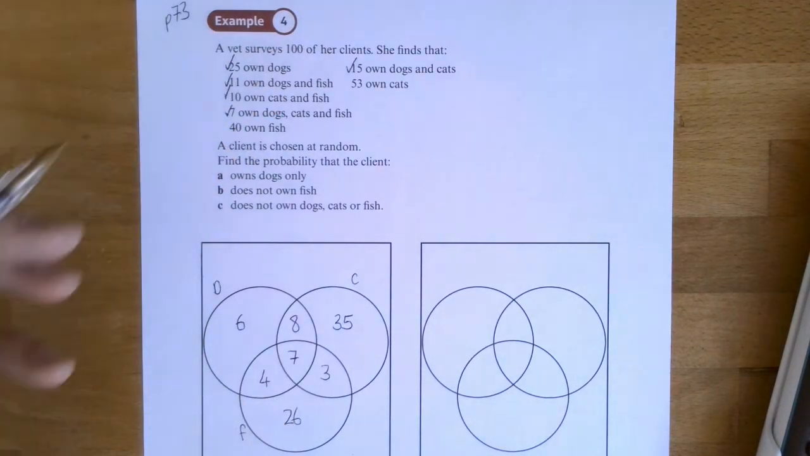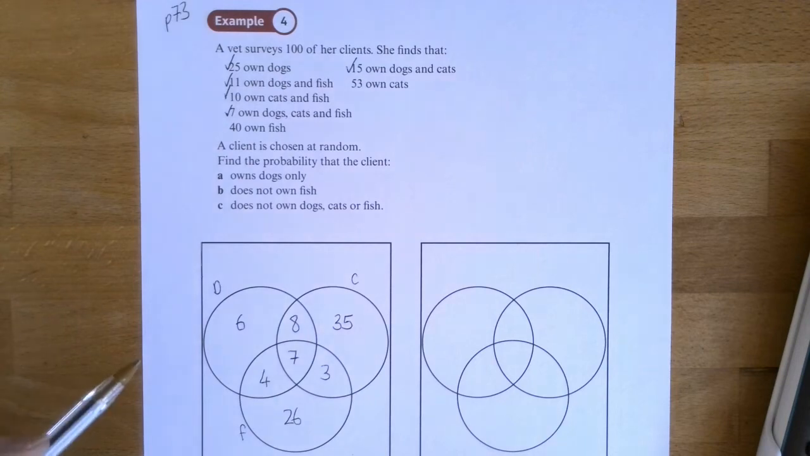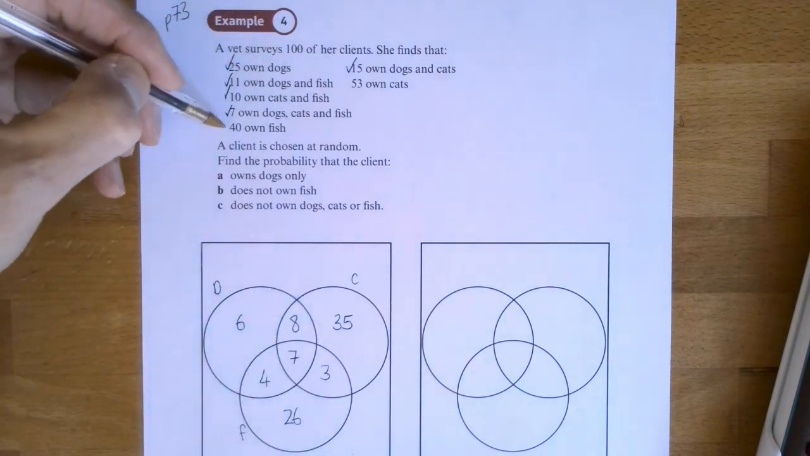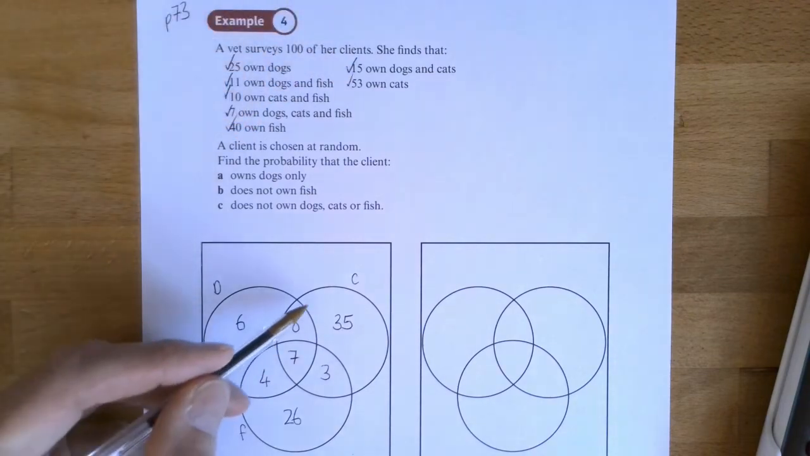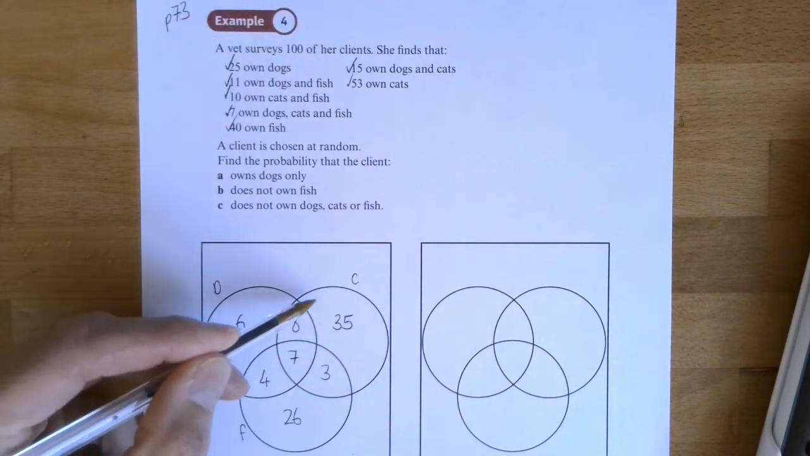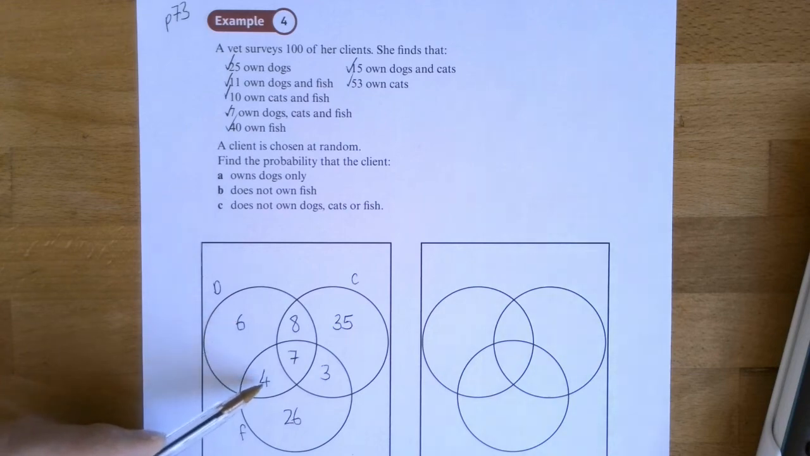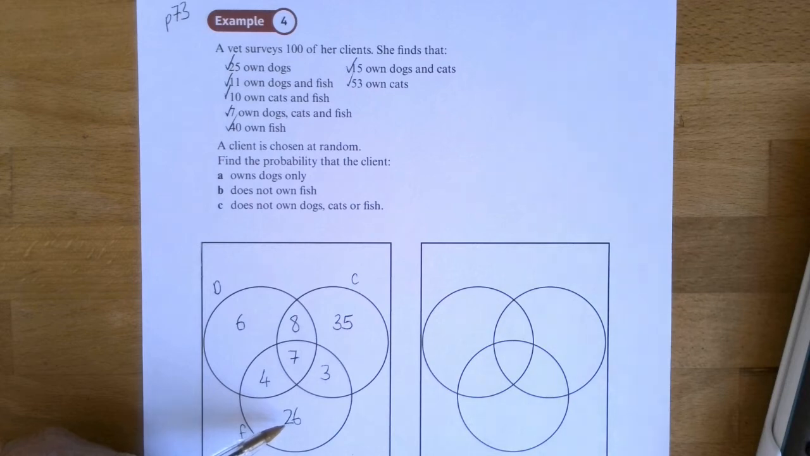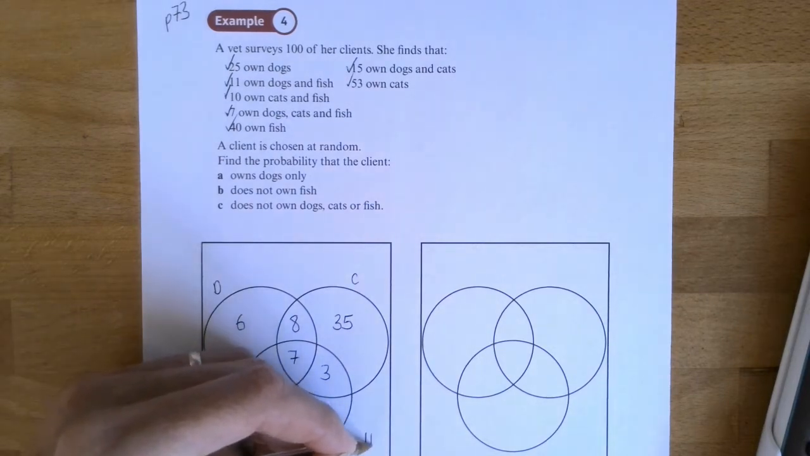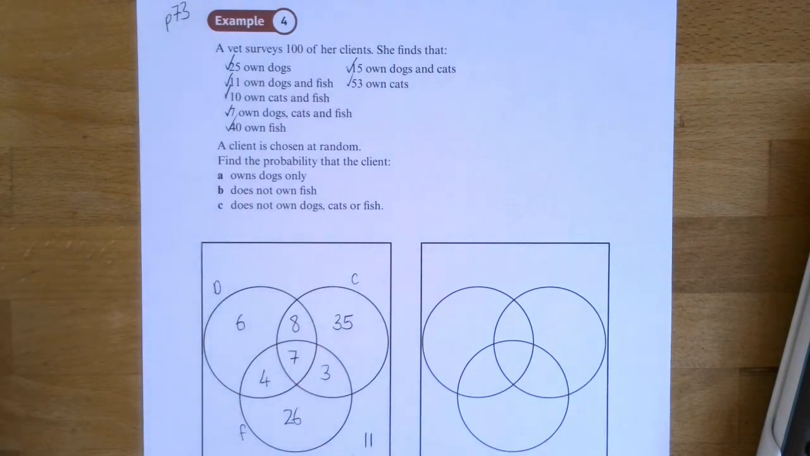Now I haven't finished, have I? Because I'm told there's 100 people altogether. So if I add up all of these numbers, well I know that I've got 53 who own cats, so I know that that circle adds up to 53, so I've just got to add 6 and 4, so that's 10, 53 plus 10 plus 26, and that gives me 89. So I know I've got 11 people in this survey who don't own dogs, cats or fish.